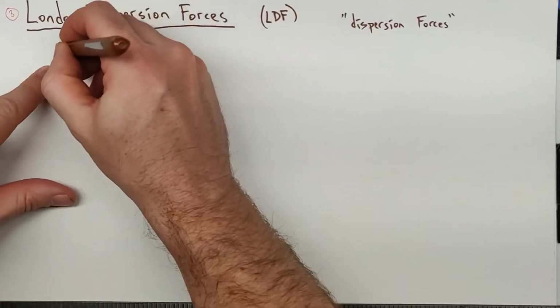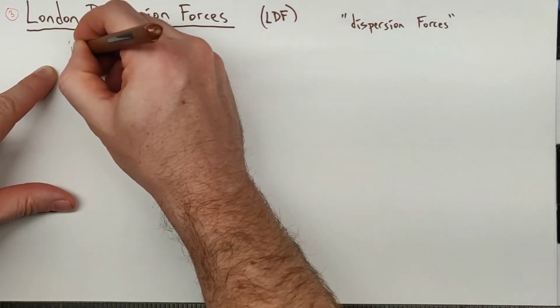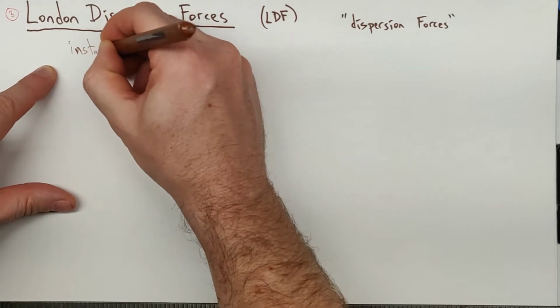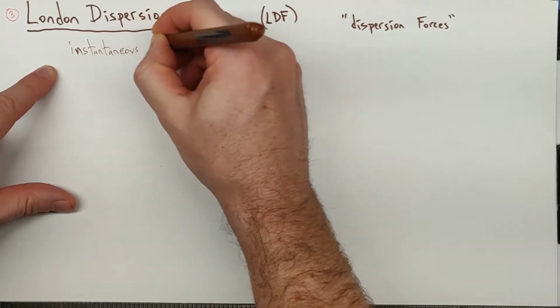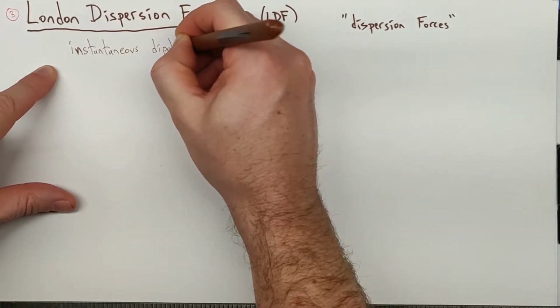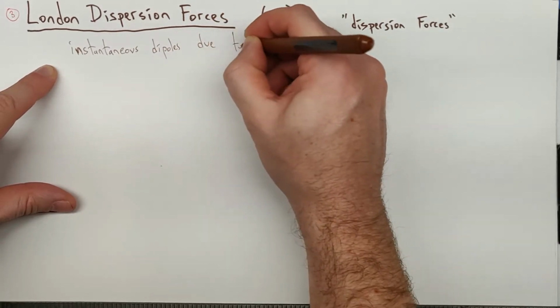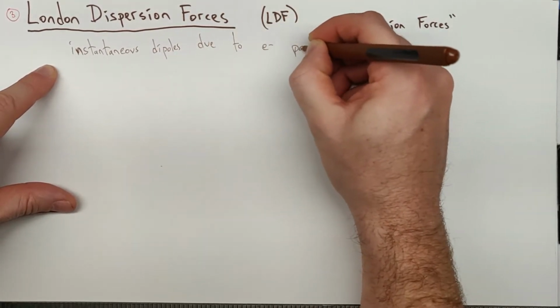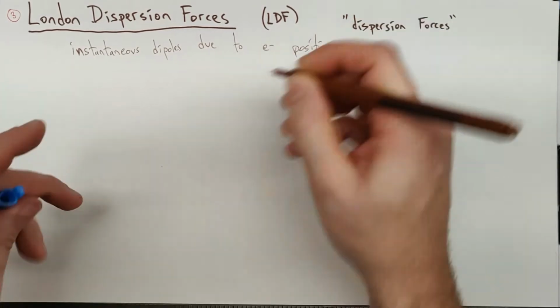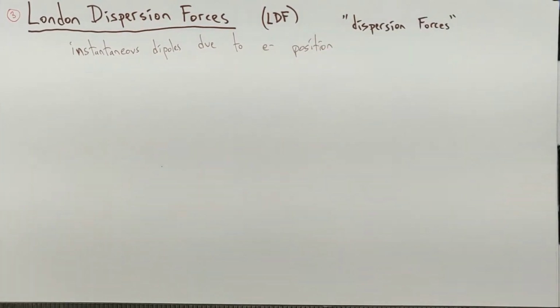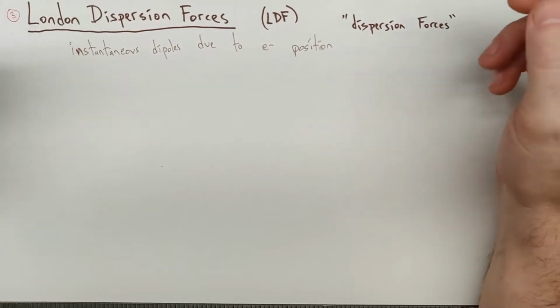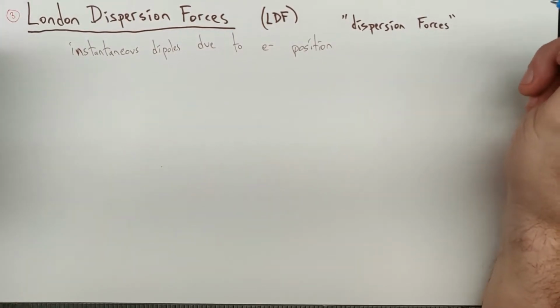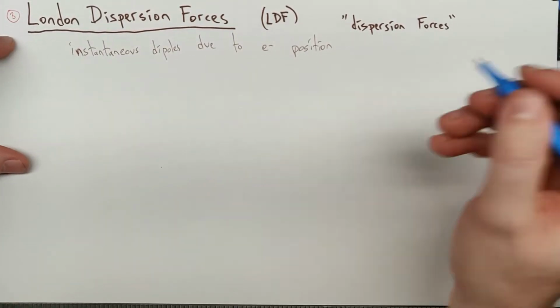So this is instantaneous dipoles, due to electron position. All right. So over time, especially with the nonpolar species, you would expect the electrons to be uniformly distributed. But since electrons are always moving, there's this probability, in fact it's quite probable, that you're going to have an uneven distribution at any instantaneous point in time.